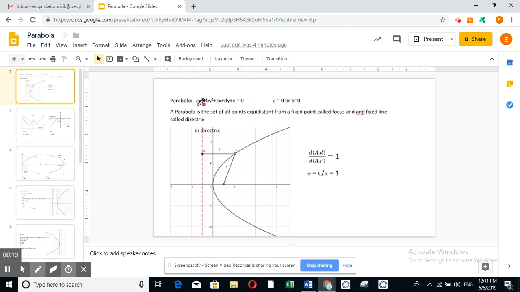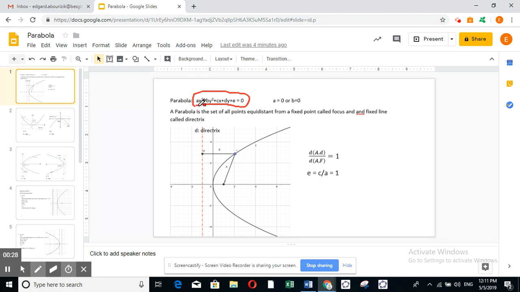A parabola: if this is the general form of the equation of a conic, if A is 0 or B is 0, we have a parabola. It means either x square is missing or y square is missing.